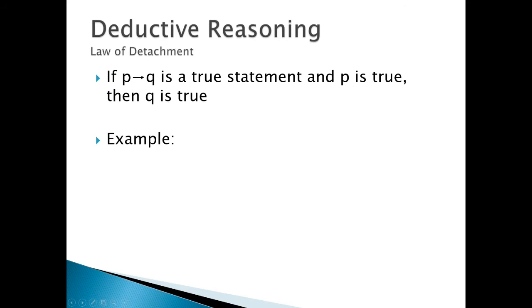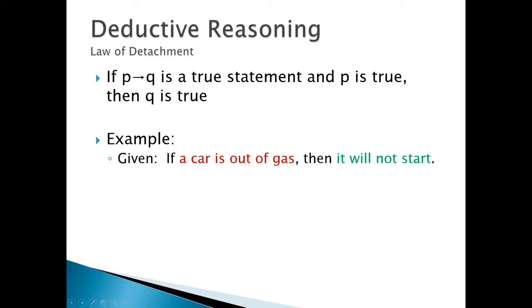So here's an example. And a lot of times deductive reasoning is easier to understand with an example. Given, if a car is out of gas, then it will not start. So a car is out of gas is my hypothesis. My conclusion, or Q, is it will not start. This is a general piece of information. If a car is out of gas, then it will not start.